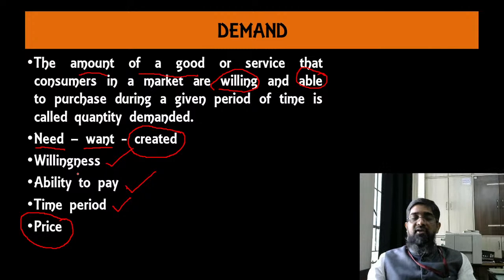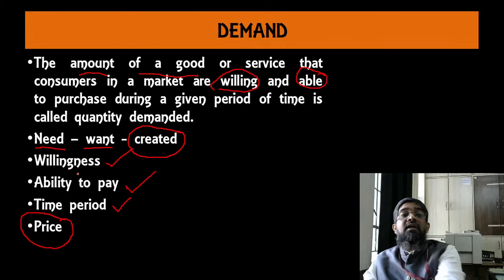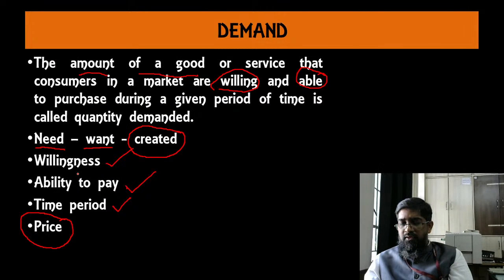Need, desire or created demand, number 1. Number 2 is willingness of the customer. Number 3 is ability to pay, right? And number 4 is the time element, because demand without time will become irrelevant, it will not be useful. And the last aspect is price, because things are available at a price, it is not free, right? So this is all about the concept of demand. I hope that you have understood this concept.